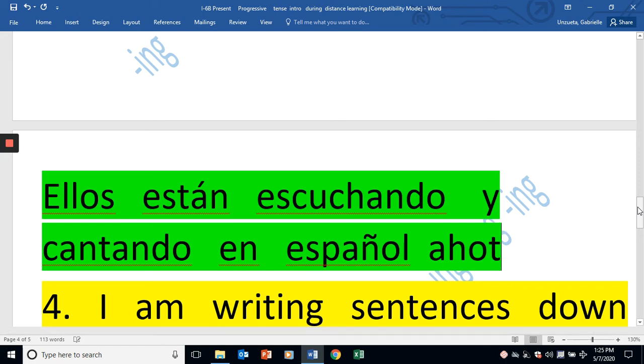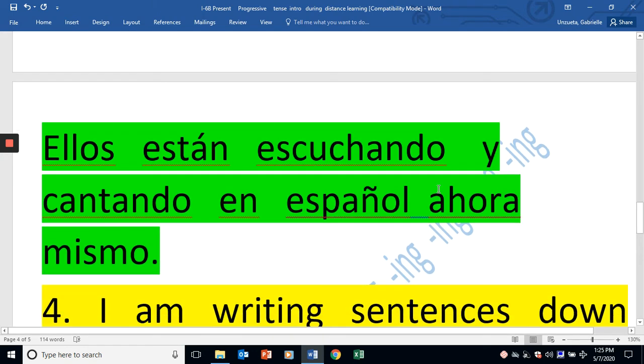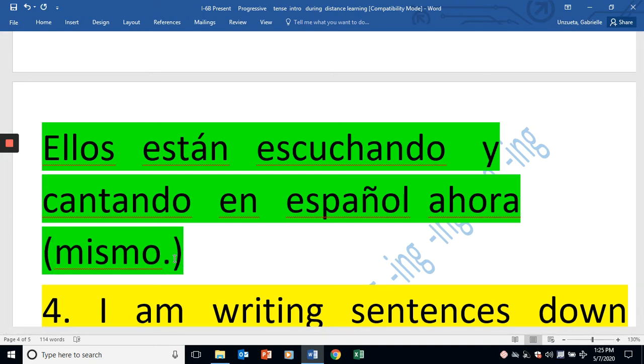ahora. Now, ahora means now. You can do ahora mismo. Ahora mismo means right now. It's the same as ahora. This mismo is not necessary, but it's a nice expression. You'll hear people say it when they want immediacy, kind of like emphasis, drama, then you'll hear them put mismo at the end. Lean conmigo, estudiantes. Ellos están escuchando y cantando en español ahora, or ahora mismo.